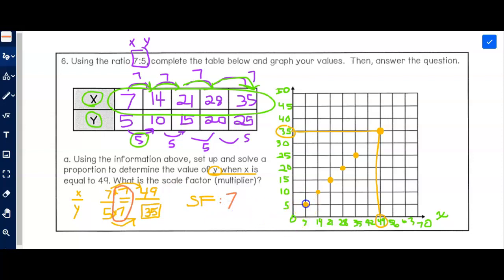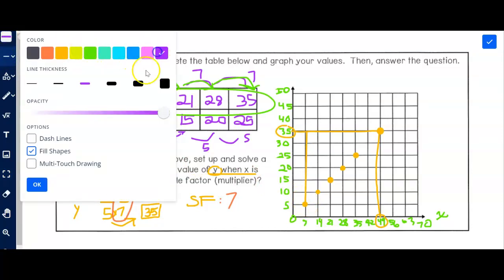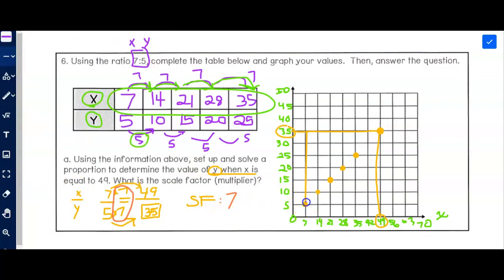So to get from this point, I want to take it with me. To get from this point, change colors so we can see better what's happening. From this point up and over, we had to go over 49 and up 35. So our ratio is X over Y.